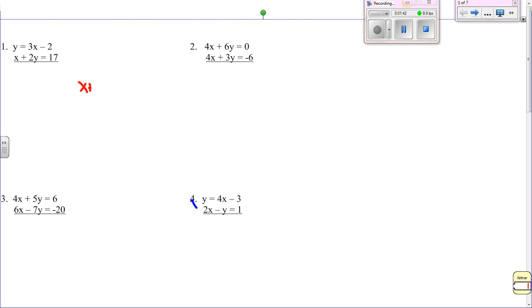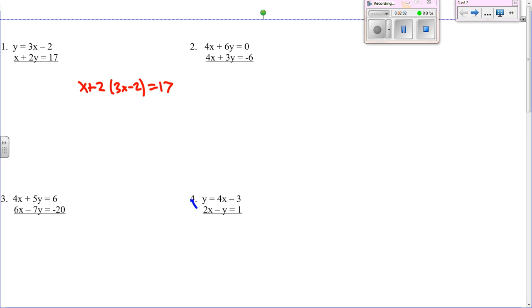So I do x plus 2 times 3x minus 2 equals 17. At this point, I shouldn't have to explain to you what I did. That's substitution. That was the second section of the chapter. Speaking of which, chapter test next week.